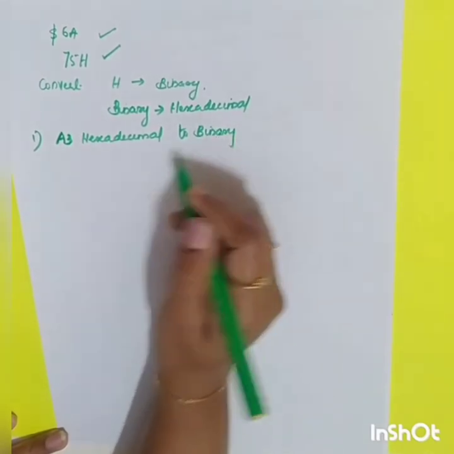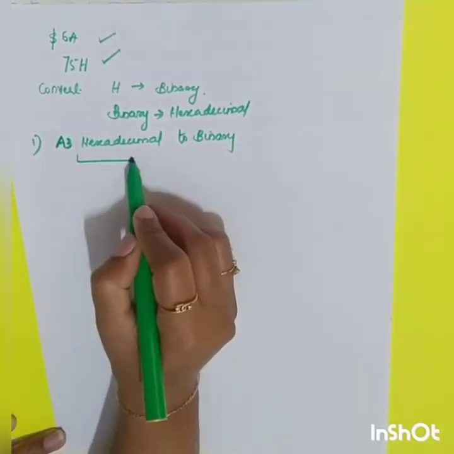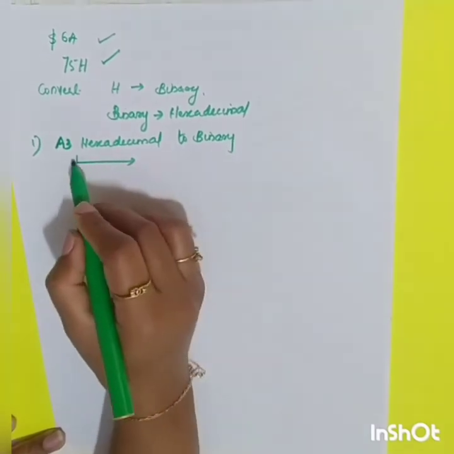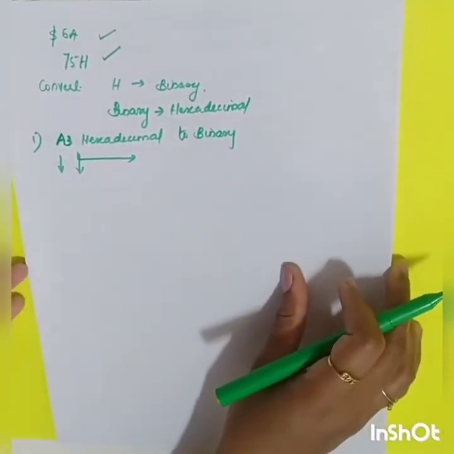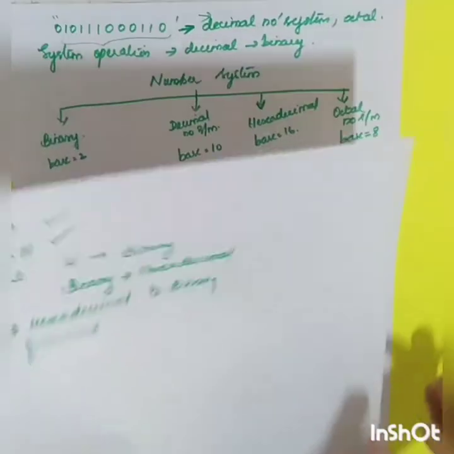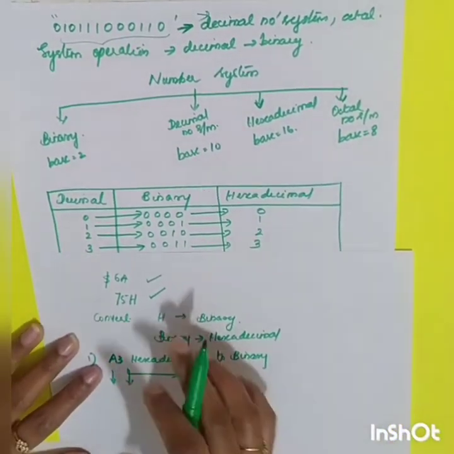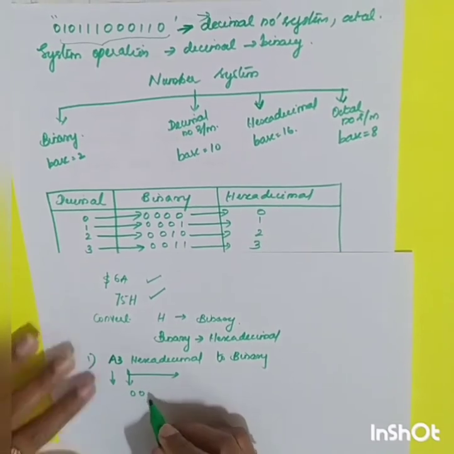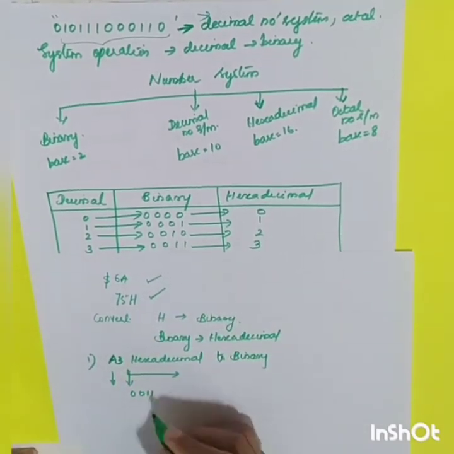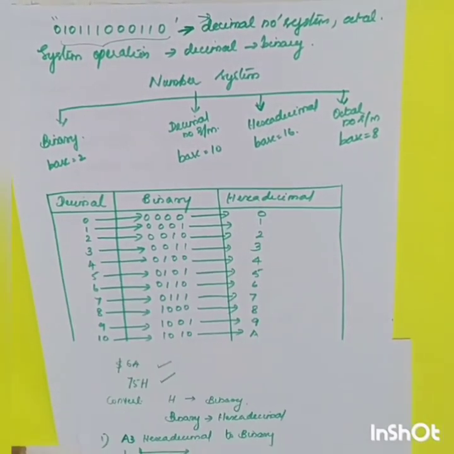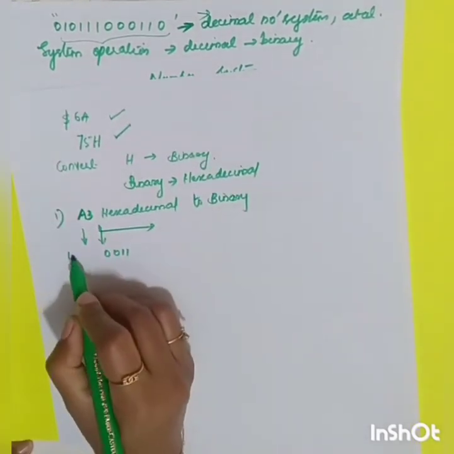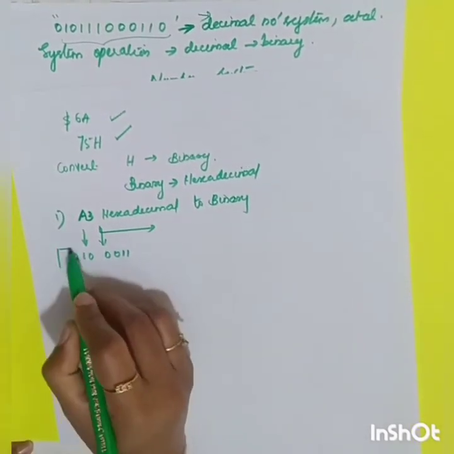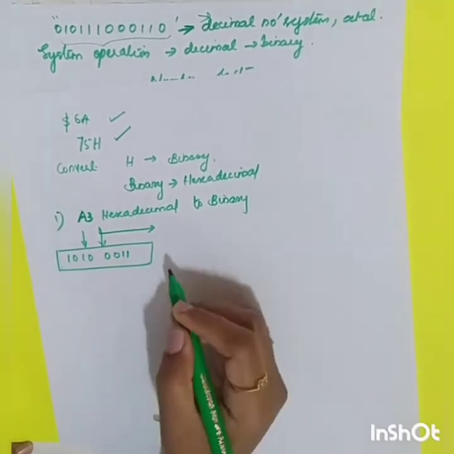Just write the equivalent binary digit. So what is your equivalent digit for 3 and A? What is your equivalent binary for 3? 0011, right? So for A, what is your equivalent? 1010. So this is going to be your equivalent binary.